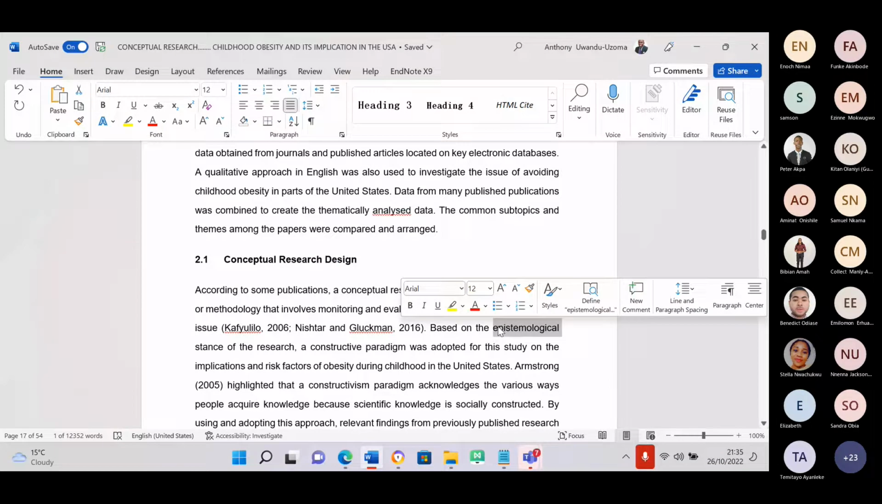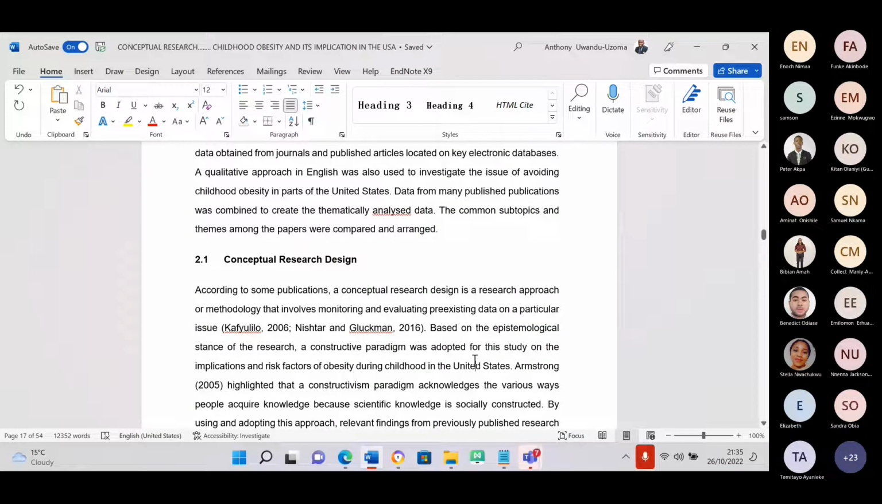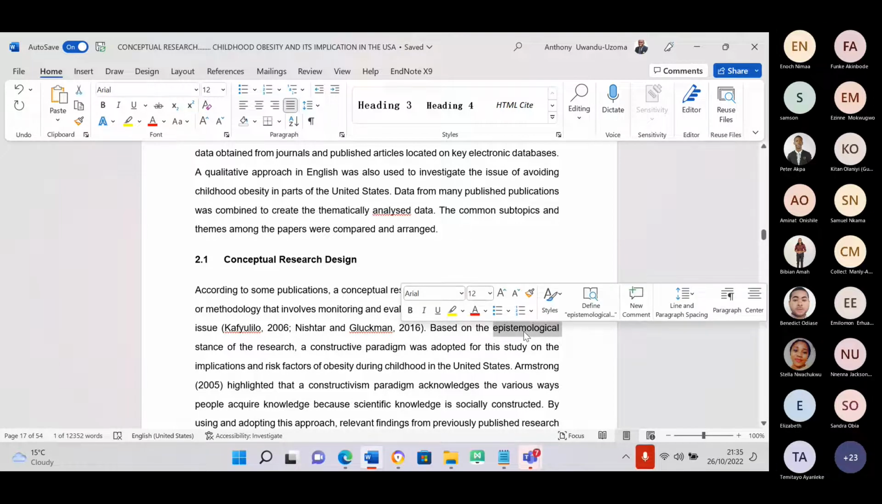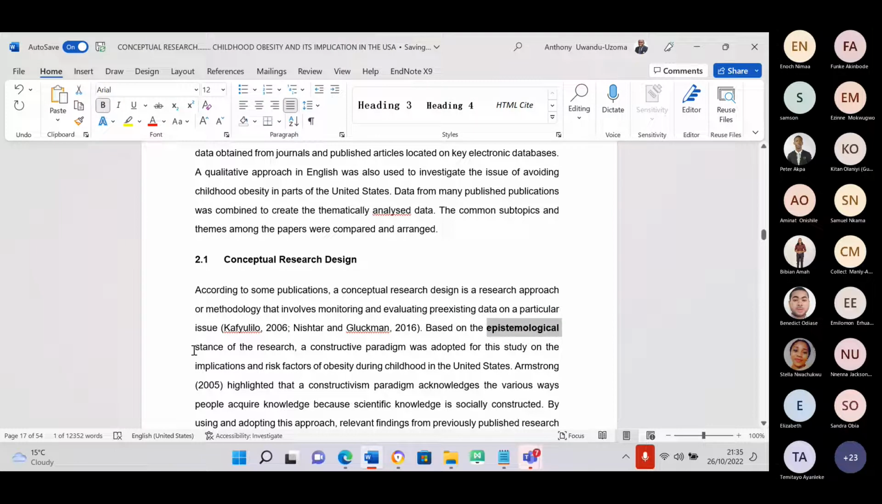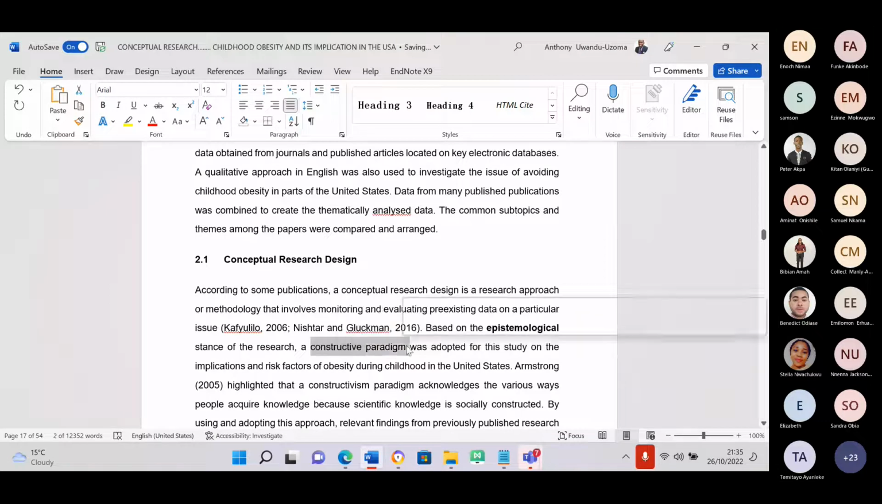Then tell your lecturer what your ontological stance and your epistemological stance are. You have to read more on it. Now look at this one. I can see the epistemology is constructive, that is social constructionism, so it's using a constructive paradigm. And most likely that is also what you will use.